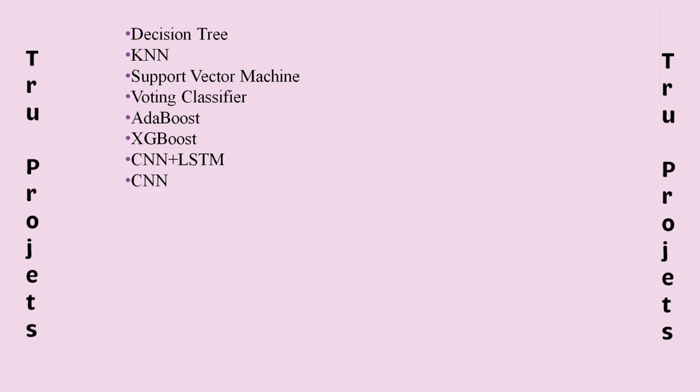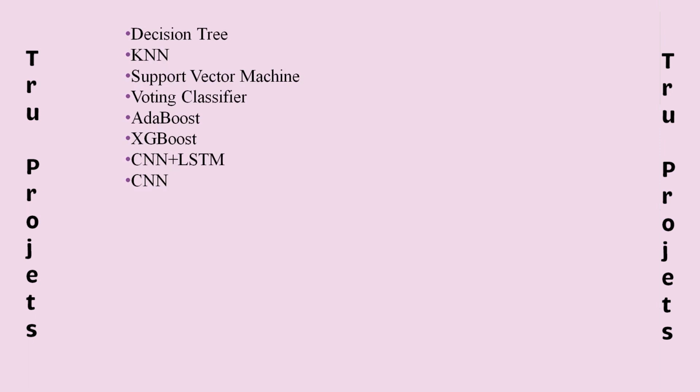CNN plus LSTM. This is a hybrid model combining convolutional neural network, CNN, and long short-term memory, LSTM, networks. It's apt for sequential and image data. In this project, it's used to effectively process imaging data related to CKD.